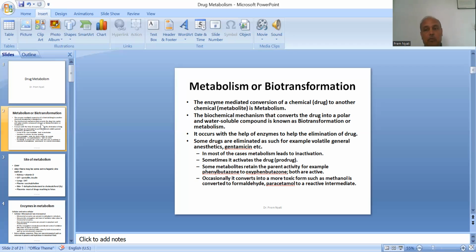For example, we are using levodopa in Parkinsonism, that is converted into the active form dopamine, that is effective. Some metabolites retain the parent activity. That means they are as active as the parent component. So both are active, drug as well as metabolite.